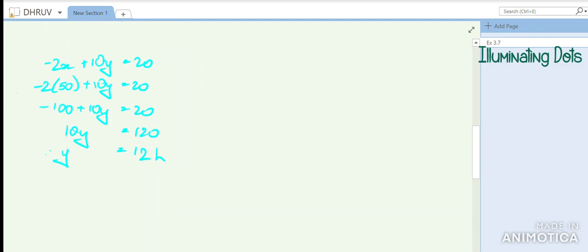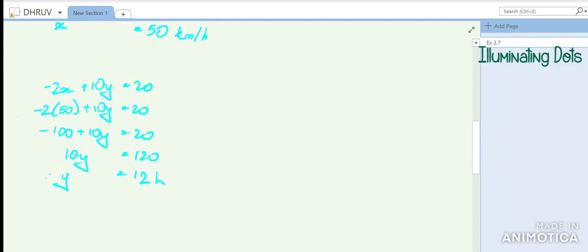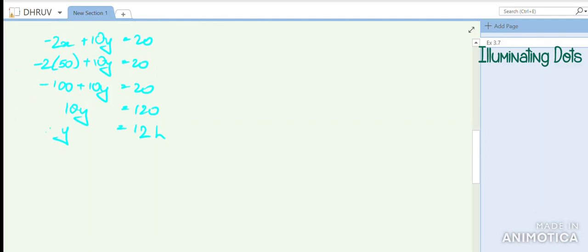Now we had to find the distance. Since we have the speed and the time, the distance is xy. So x is 50 and y is 12, so it leaves us with 600 kilometers. This is the final answer.